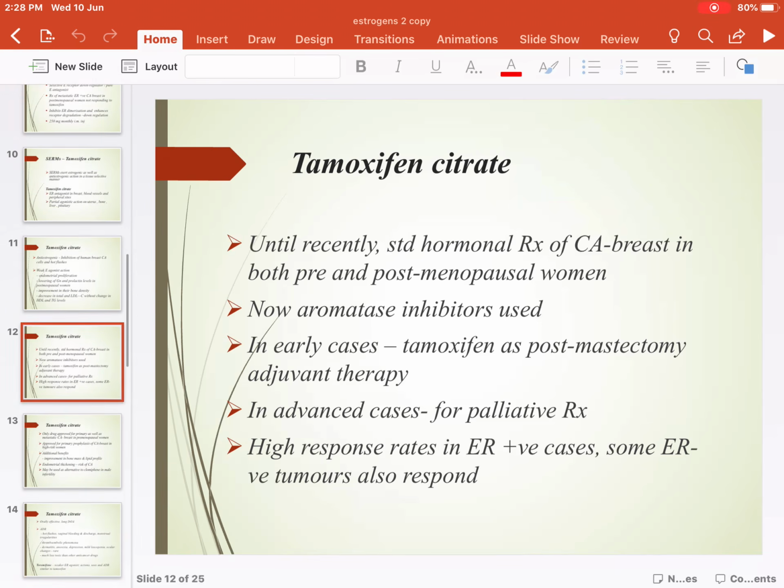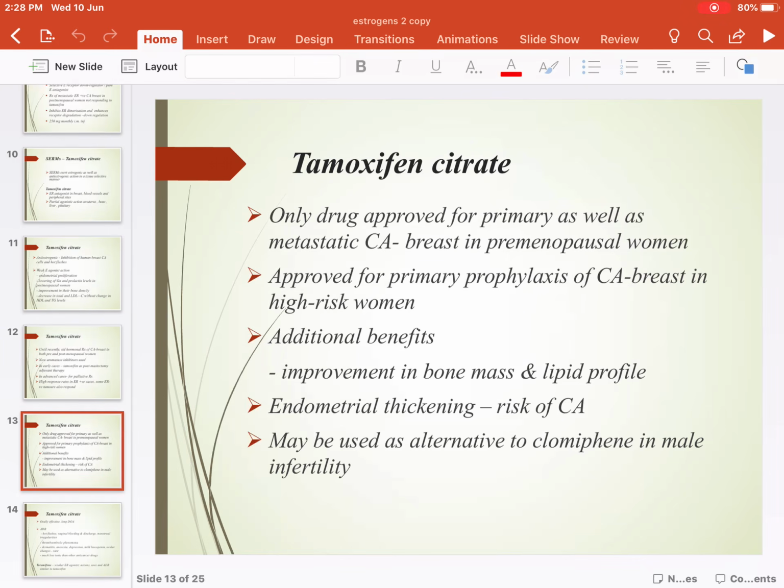So it can also be used as prophylaxis. This is the only drug approved primarily as well as for metastatic carcinoma breast in premenopausal women. It can be used as primary prophylaxis for prevention of CA breast in women with high risk. What are the benefits? It is going to maintain bone mass. Lipid profile is not going to alter much. Endometrial thickening will be there, because of that they can be prone to carcinoma endometrium.